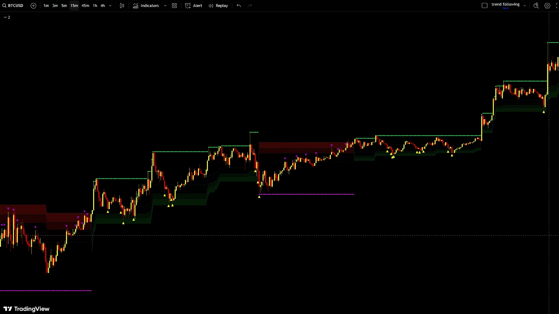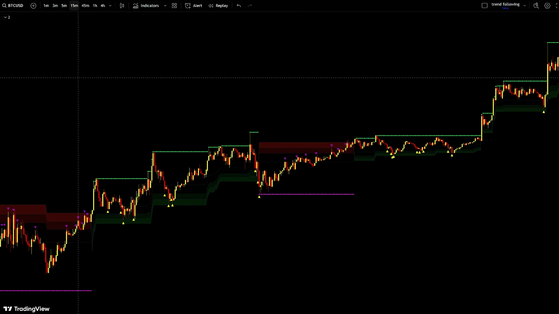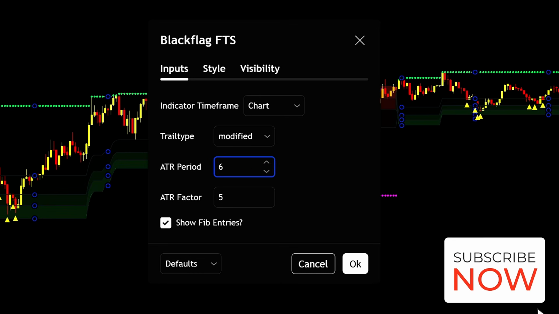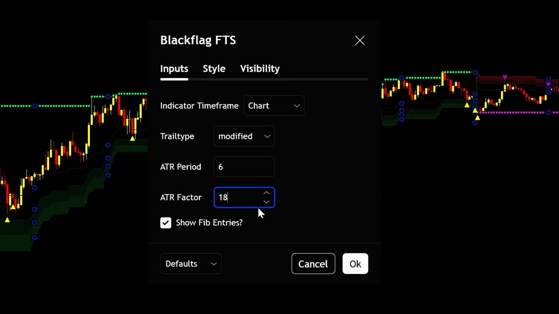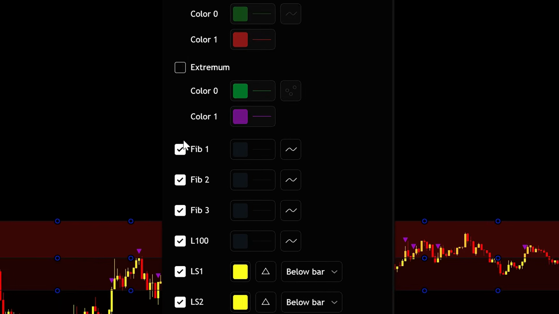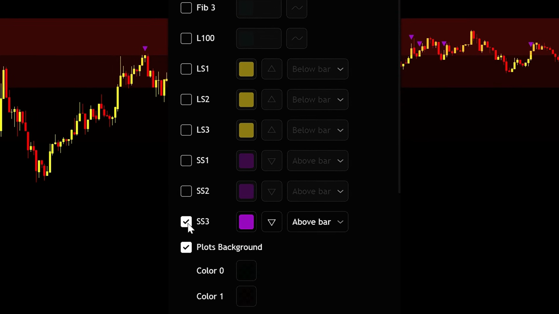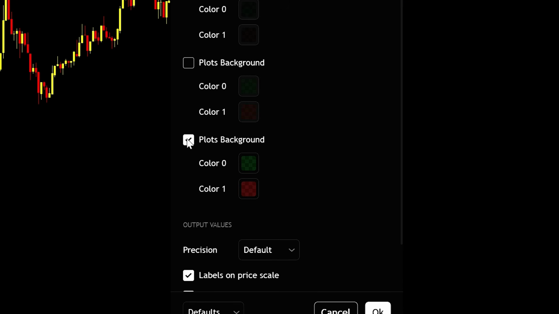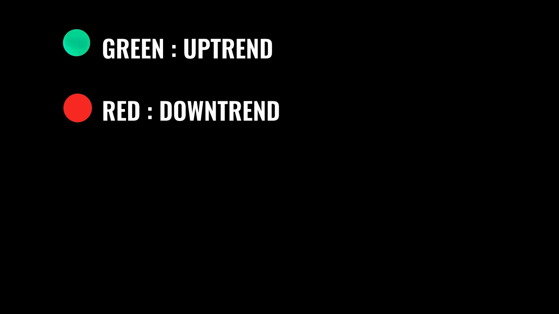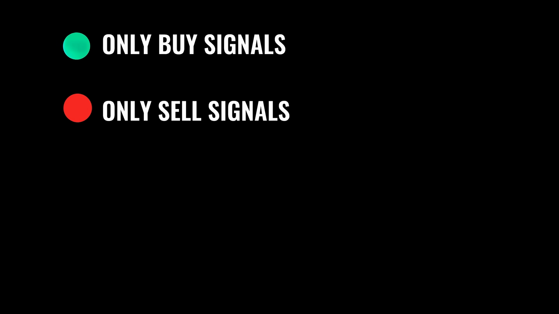But wait, the basic settings are wrong. We need special changes. Open the swing arm settings and change the ATR period to 6 and then change the ATR factor to 18. To clean up our chart, go to the Style tab and uncheck everything except for the very last option, Plot Background. This leaves us with a clean red and green band at the bottom or at the top of the price. Look at this. Green means uptrend, or buyers are strong, and red means downtrend, or sellers are strong. We only take buy signals when the band is green and only take sell signals when it's red.